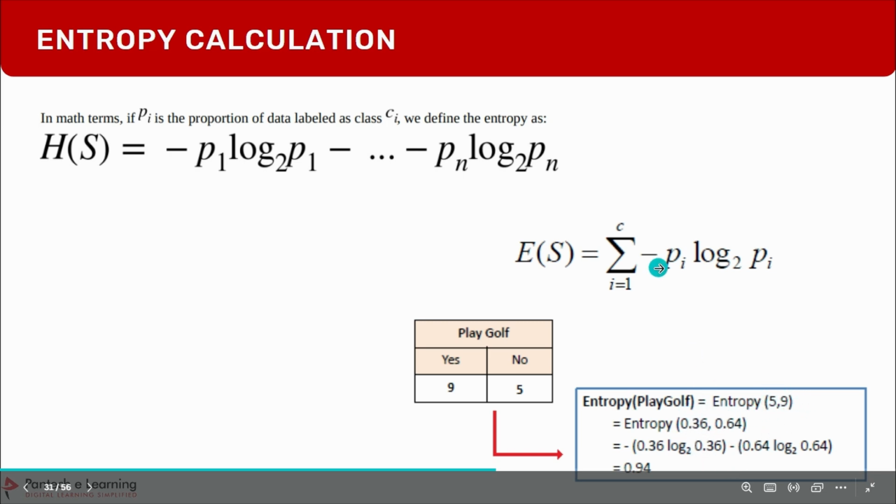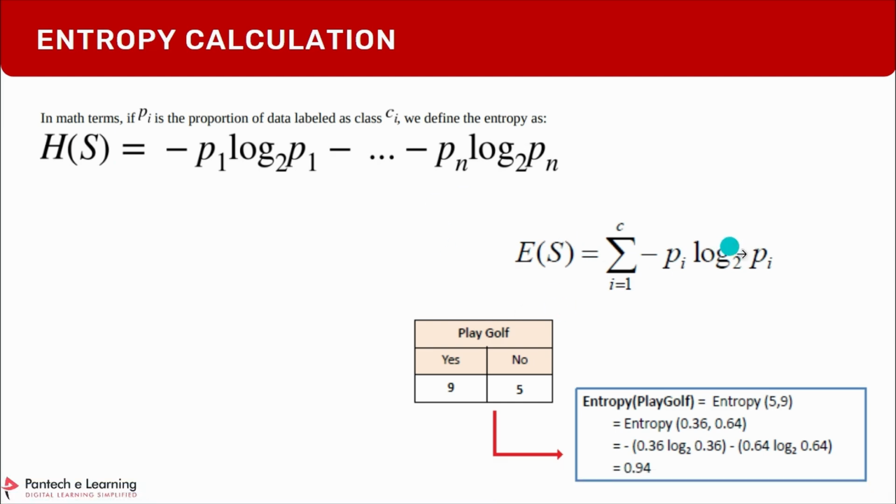So when you apply this formula, for 0.36 it is 0.36 into log to the base 2 of 0.36. Similarly, we apply it for 0.64, and you subtract it. The summation will be taken. Sorry, this is also a negative value, this is also a negative value. See here, the summation of these negative terms. There is a minus here and a minus here also. So the total gets added, and it comes to around 0.94. This is how entropy is calculated.